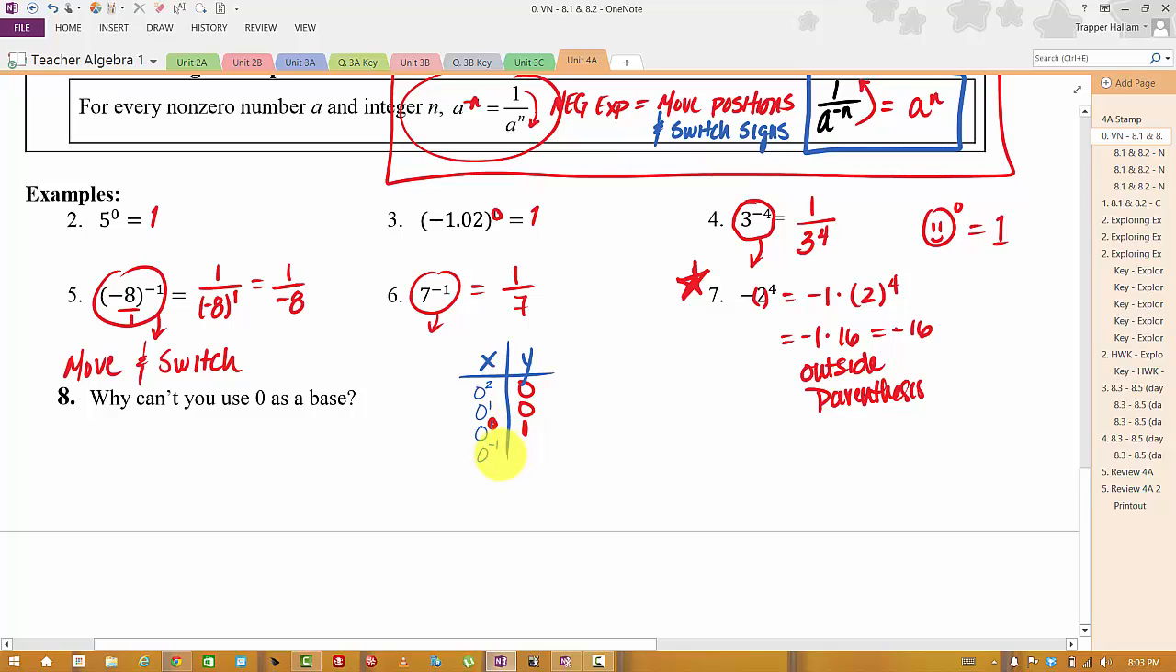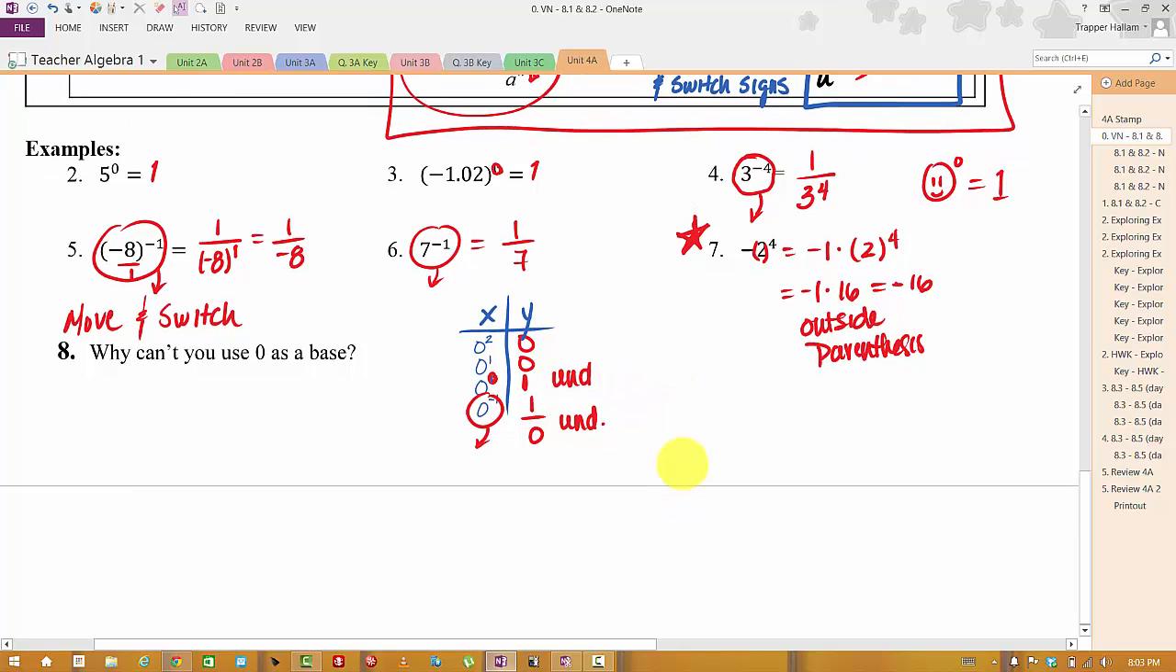It would not. And then this one gets complicated too. This says move its position. So if we move that position, it's 1 divided by 0. You can't divide by 0. That tends to turn out to be undefined. So we have some rules here. Obviously, 0 is not one that we can include in our exponent rules.